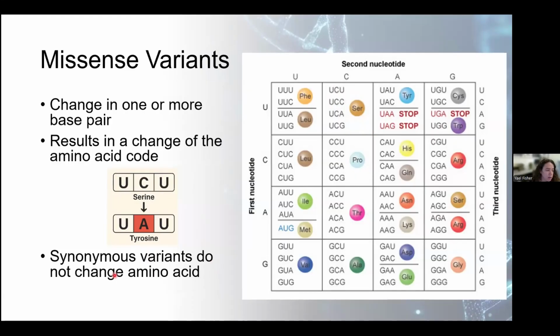Now, while it doesn't affect coding, it might have other effects. For instance, if it's close to a splice site, which I will mention in a few minutes, then the synonymous variant might be significant, even though there is no change to the amino acid. So we should know the location of the change also, and not only the change in the amino acid.